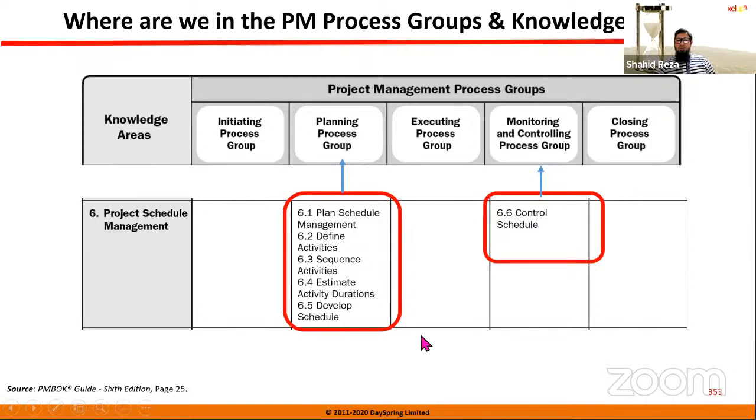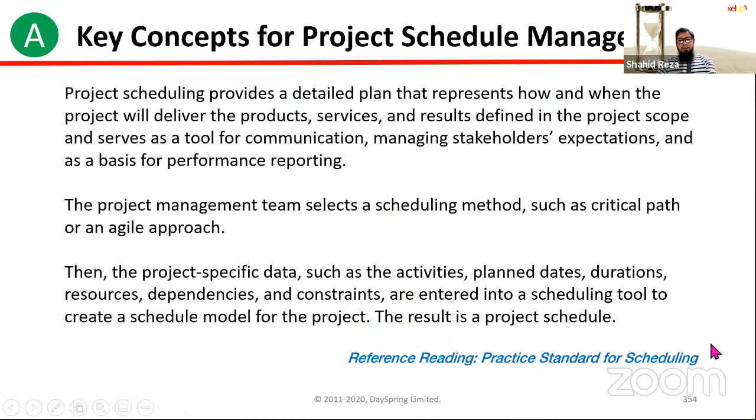Then execution will start. Then your job is what? Your job is controlling the schedule so that you can deliver your project on time. All right, that is the main focus of control schedule. And if any change is required, that should go through the proper change request or change management process. All right, so now let's see what is inside of each process.